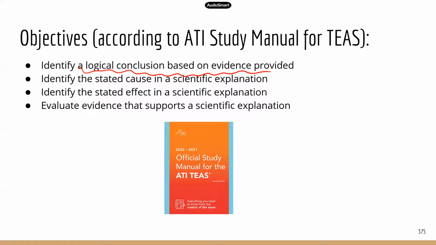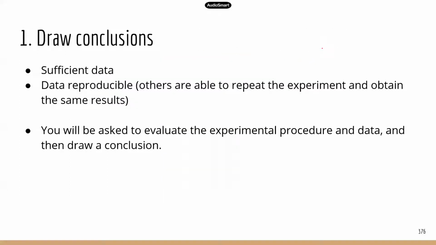So I will have some practice questions on these objectives. So we're going to go over some of the basics. You need to know what the factors are that you need to pay attention to. All right, first, you need to know how to draw an appropriate conclusion. Now, in order to draw a conclusion, we have to have sufficient data, right? So in the question, if you don't see enough data, then you might not be able to draw any conclusion.